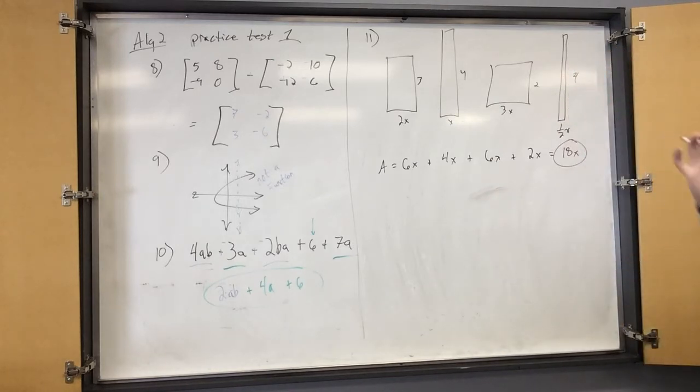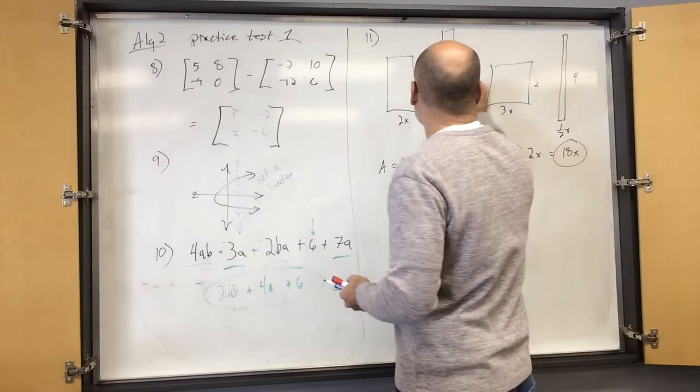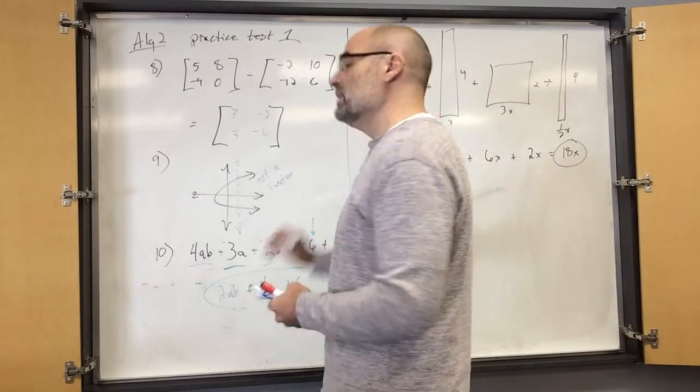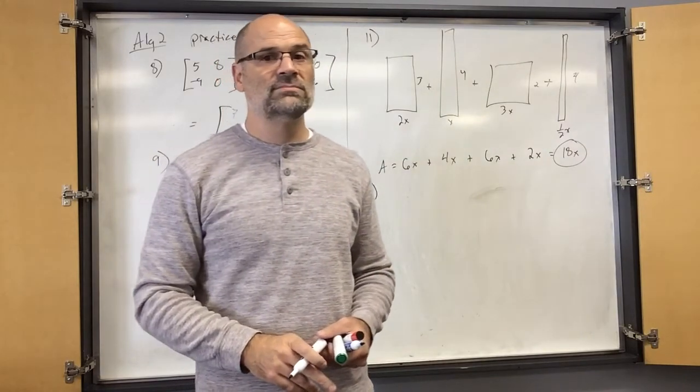Like if you could somehow put it all together to make one pretty little rectangle, then that could work. But no, just add them all together. Add all the areas. That's it. You good with 11? That's it.